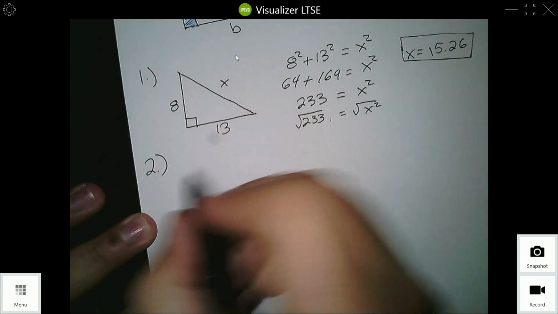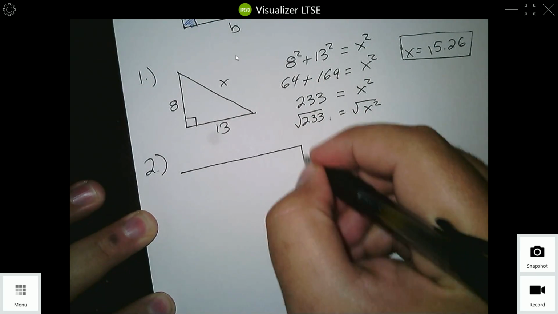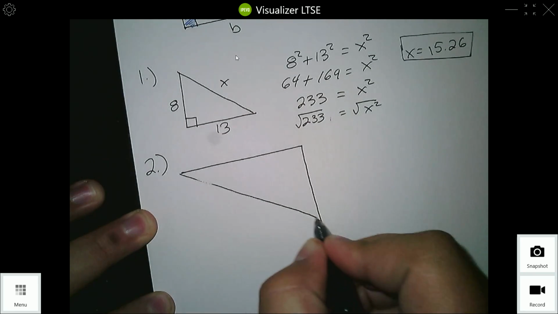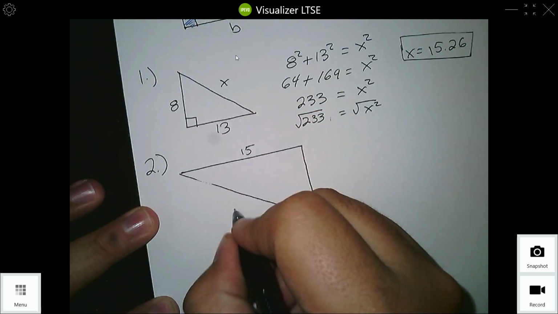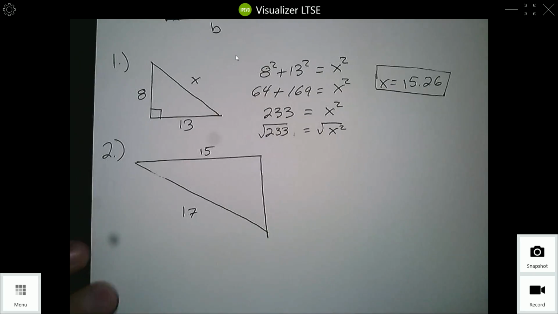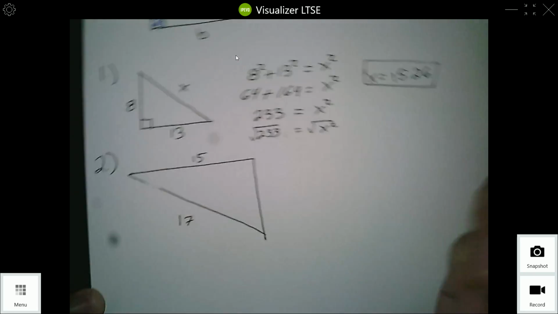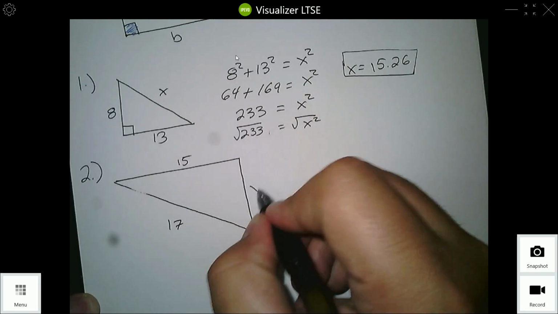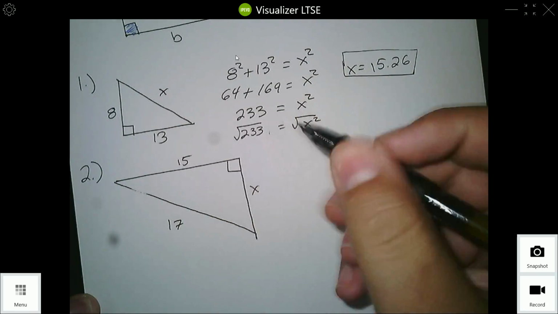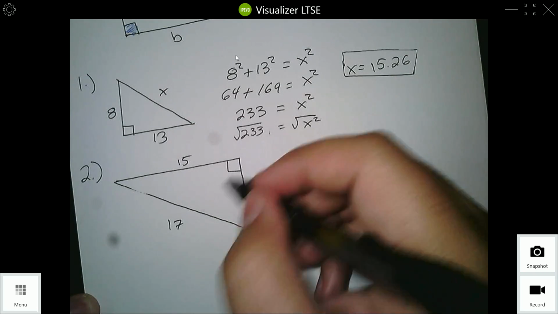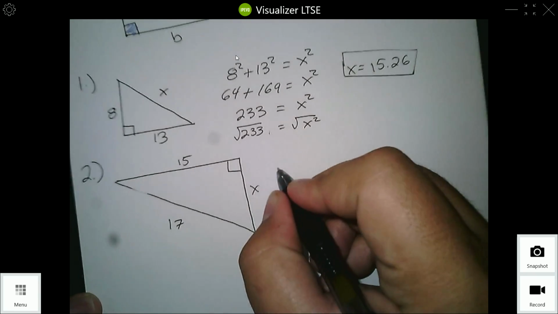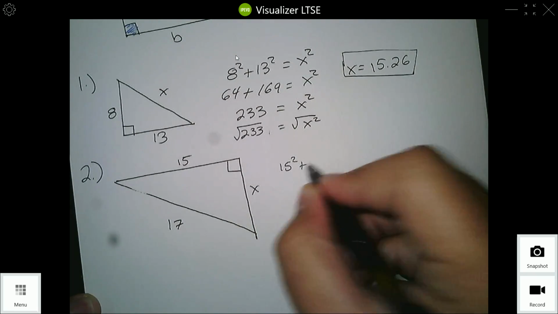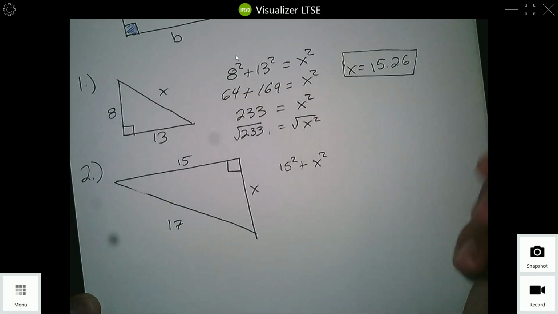How about one where we don't solve for the hypotenuse? How about this one right here, and let's go with 15 and 17. So I'm going to plug those in, and this is our x term. Once again, my legs are attached to the 90, and my hypotenuse is away. The hypotenuse is always across from the 90. So I'll rewrite my equation: 15 squared plus x squared is equal to 17 squared.